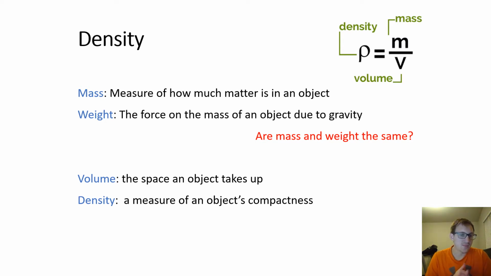Okay, volume is the space an object takes up. So if you imagine 100 milliliters, that's how much volume that amount of liquid takes up. That's the space that it takes up. And then density is a measure of an object's compactness. So if you imagine things that are really dense are really hard to get through, because all the molecules are really, really compact inside. And then things that are less dense are really easy to go through because the molecules are more spread out and they're not as compact.